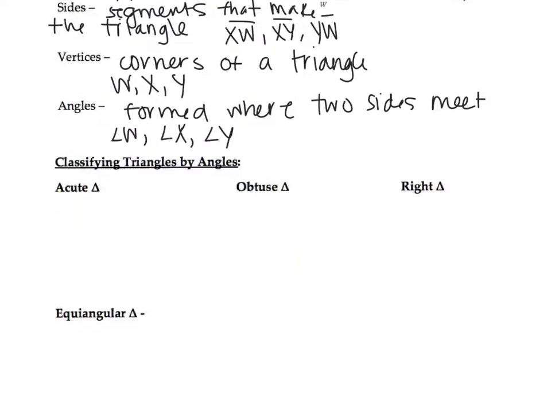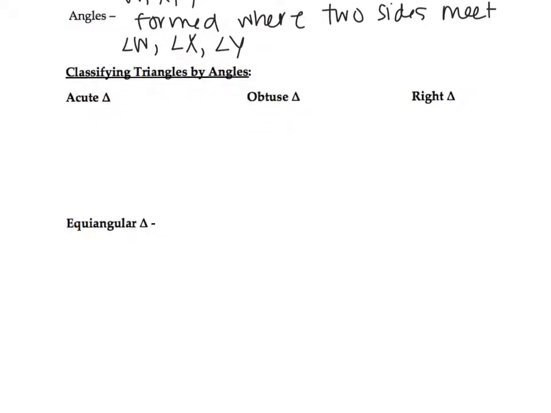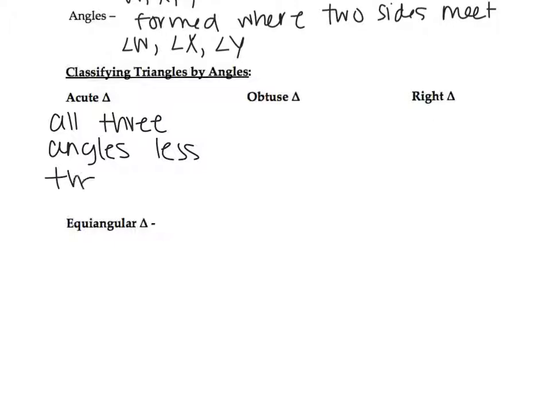So let's talk about how we classify triangles by their angles. There's four different ways to name a triangle based on their angles. And the first is an acute triangle. In an acute triangle, all three angles are less than 90 degrees.